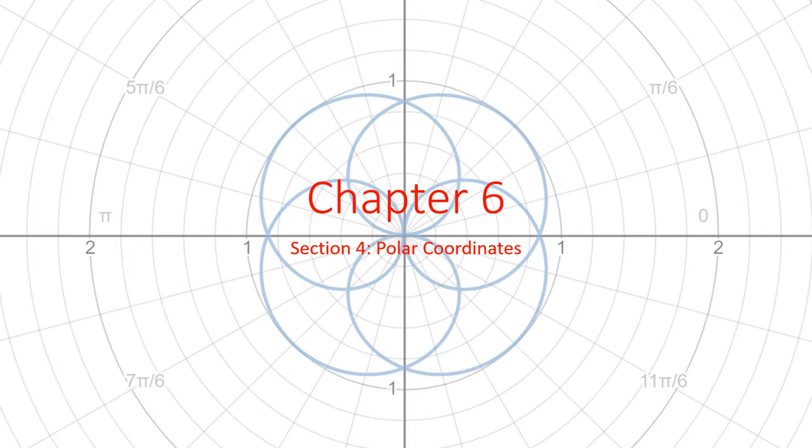Now, unlike parametric equations, where we're still dealing with the same xy ordered pair, polar coordinates don't. It still ends up graphed the same, but we end up using polar graph paper, which is actually what's in the background of this screen right here.